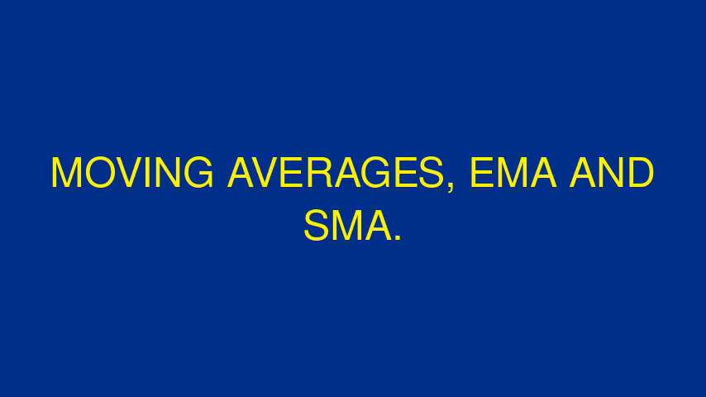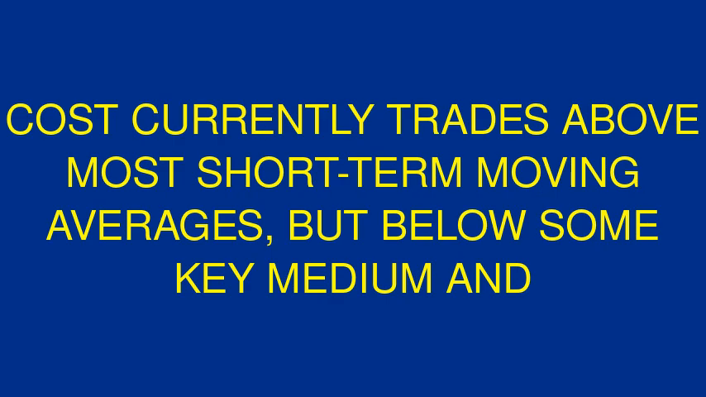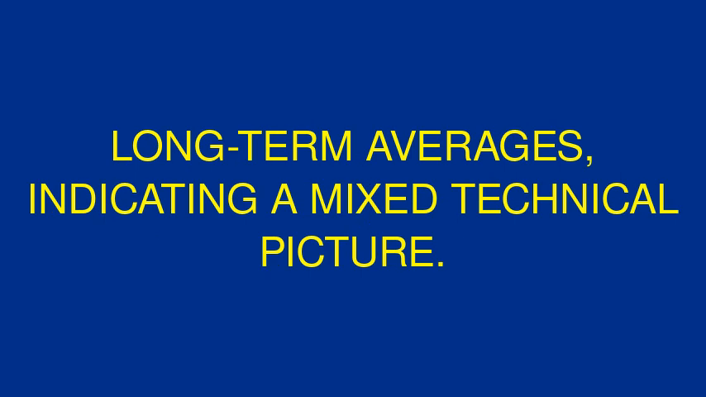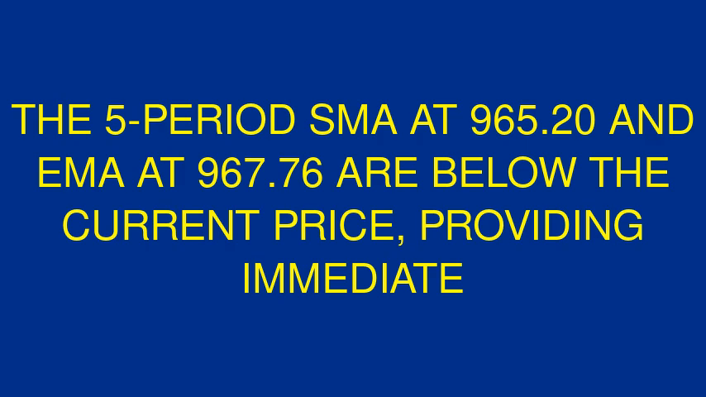Moving averages, EMA and SMA. COST currently trades above most short-term moving averages but below some key medium and long-term averages, indicating a mixed technical picture. The 5-period SMA at 965.20 and EMA at 967.76 are below the current price, providing immediate support.